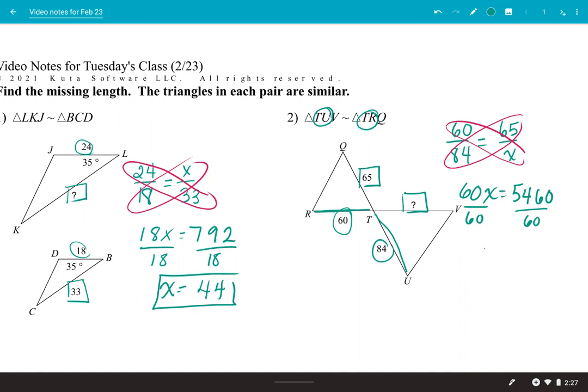And then I know you guys know how to solve this. Divide both sides by 60 because they're being multiplied. And if you notice, they both end with a 0. We can actually cross this off, and you can do 546 divided by 6. But since we do have the calculators, we can solve it pretty easy. So this would be 91.